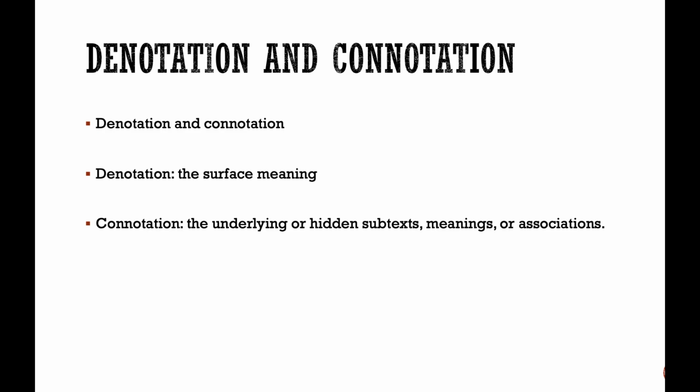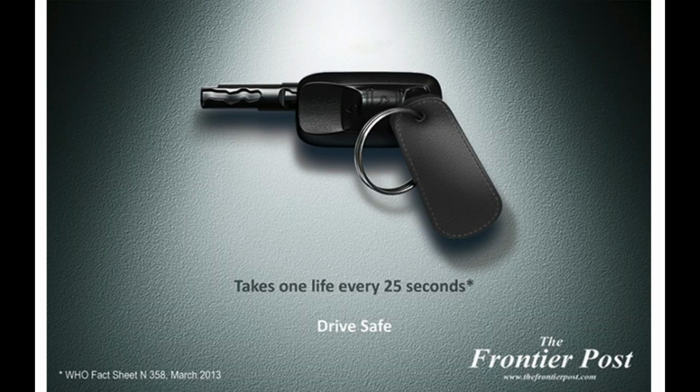Now we're going to talk a little bit about denotation versus connotation. This is a critical distinction. So, denotation is the literal surface meaning of a sign. Connotation is the emotional, cultural, or symbolic meaning beneath the surface. For example, an image, as we have here, may denote car keys. But if those keys are arranged in the shape of a gun, the connotation becomes violence, danger, or threat. Designers use connotation to guide interpretation, often subtly.